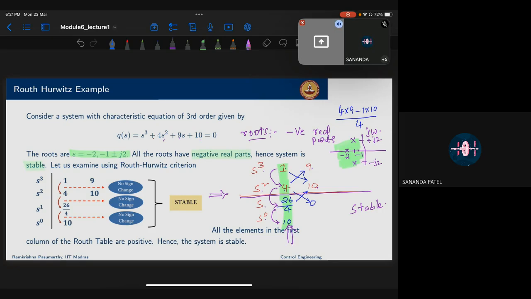Once we have this table, we will only check the first column. In the first column, from the first element to the second element, is there any sign change? No, both are positive. Then here to here, any sign change? No, both are positive. Here to here, any sign change? No, both are positive. Hence, the system is stable. Clear? So without finding roots, I can decide whether the system is stable or not.